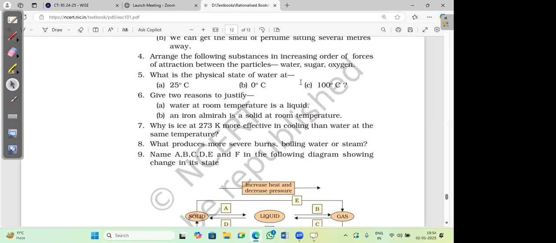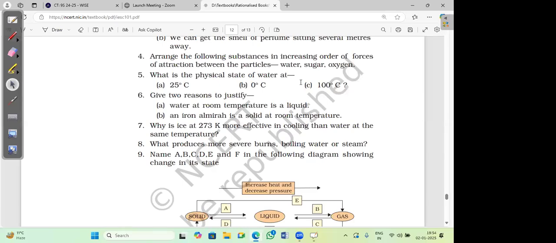Sir, the atmospheric temperature does not support the water to change its state. Okay. All right.